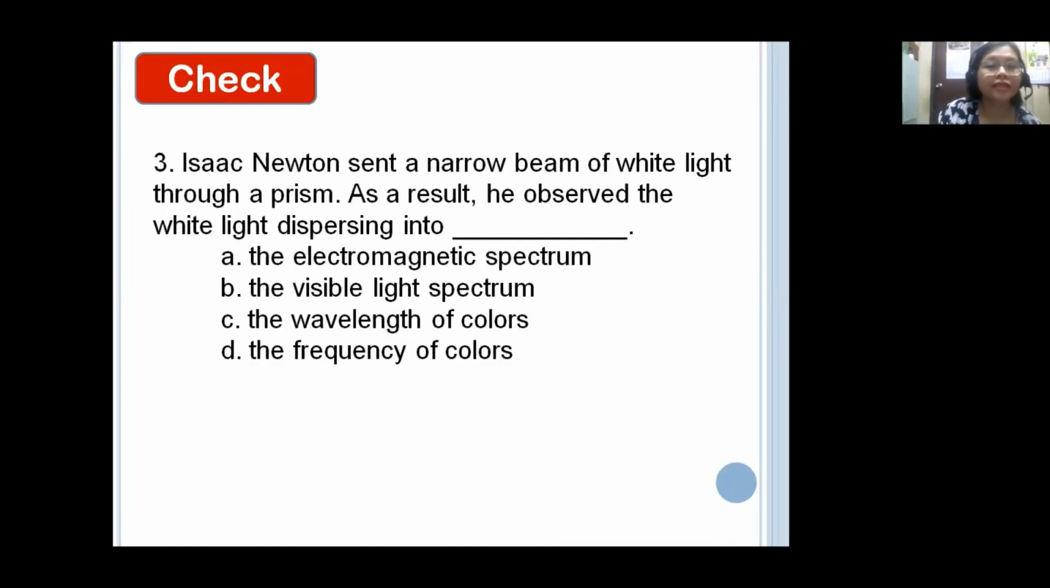Number 3, Isaac Newton shone a narrow beam of white light through a prism. As a result, he observed the white light dispersing into A, the electromagnetic spectrum, B, the visible light spectrum, C, the wavelength of colors, D, the frequency of colors. The answer there is, remember, it's through a prism. Okay, so the answer there is visible light spectrum.